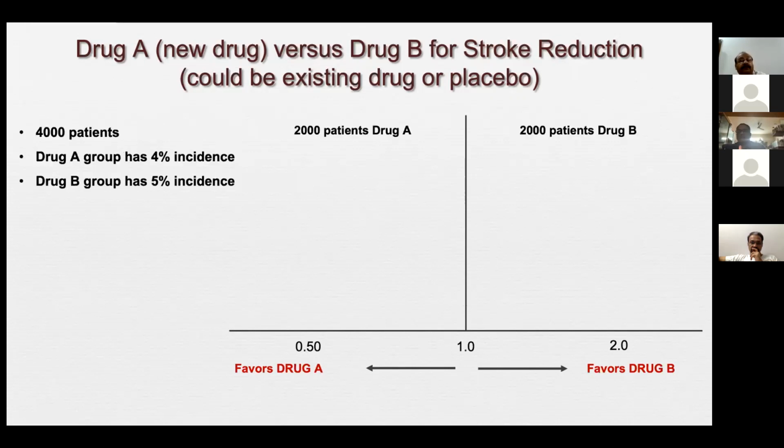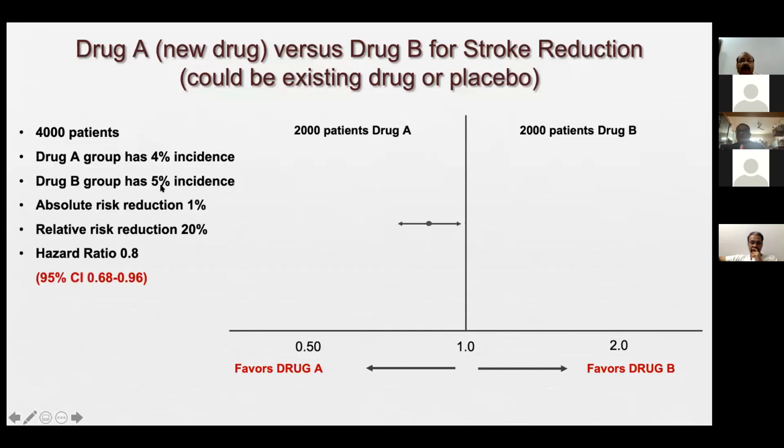So what you do is you take 4,000 patients in this example, and you divide them into 2,000 each. So 2,000 patients are randomized into each arm. Drug A, which is the new drug, shows 4% incidence, and drug B, which was the existing drug, shows 5% incidence. So there is a 1% absolute risk reduction, which will translate to a 20% relative risk reduction, or the hazard ratio becomes 0.8.